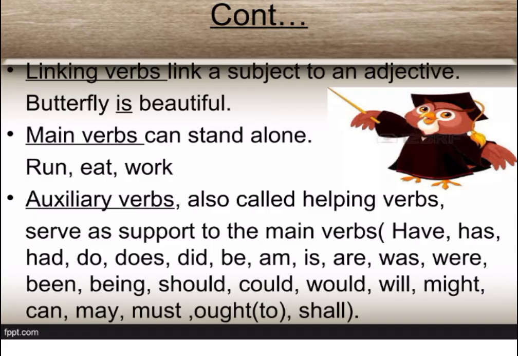Here is a linking verb joining the subject butterfly to the adjective beautiful. Main verbs can stand alone: run, eat, work. Auxiliary verbs, also called helping verbs, help the main verb: have, has, had, do, does, did, be, am, is, are, was, were, been, being, should, could, would, will, might, can, may, must, ought to, shall. These are all auxiliary verbs.